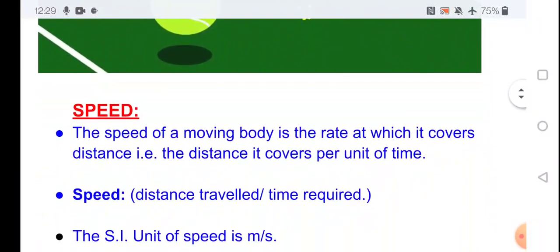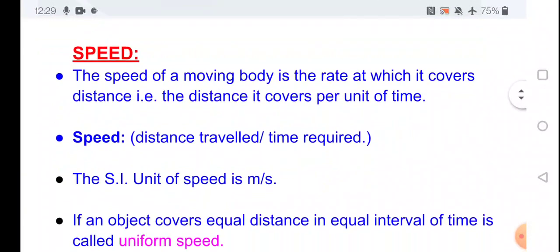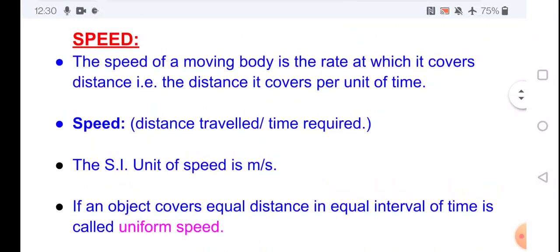Now we'll move on to speed. The speed of a moving body is the rate at which it covers distance. That is, the distance covered per unit time. Speed is equal to distance travelled divided by time required. The SI unit of speed is meter per second. Speed is nothing but distance travelled divided by time taken.